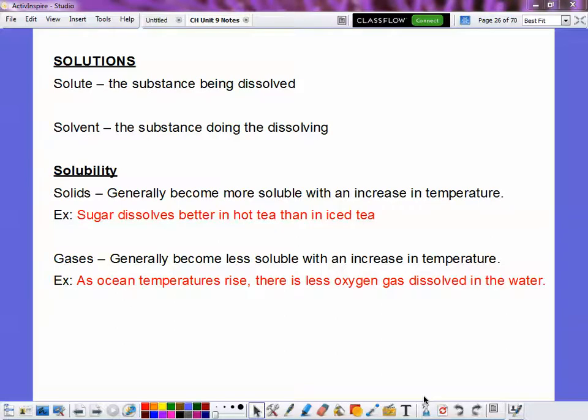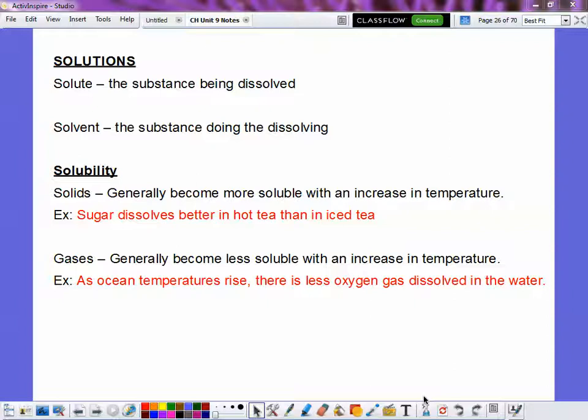Today we are learning about solutions. Right? So there are two parts to a solution. We have the solute and then we have the solvent. The solute is the substance that is being dissolved. The solvent is the substance that is doing the dissolving.